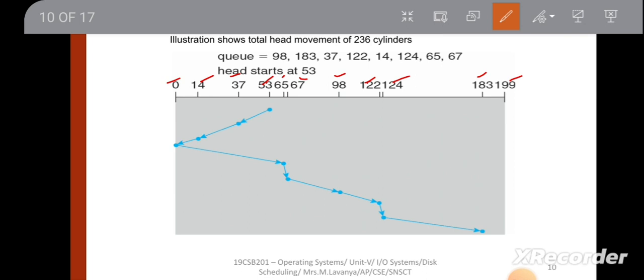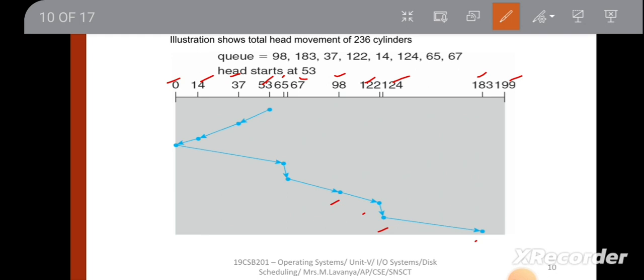After touching 0, it will move from 0 to the next cylinder to be served. While returning, since 14, 37 and 53 are completed, the next is 65. So from 0 it moves to 65. After 65 it is 67, then 98, then 122 and 124, and 183 is our last cylinder. So it will stop its movement here itself. There is no need to touch cylinder 199. The thing we have to find is the total head movement of the cylinders, right?